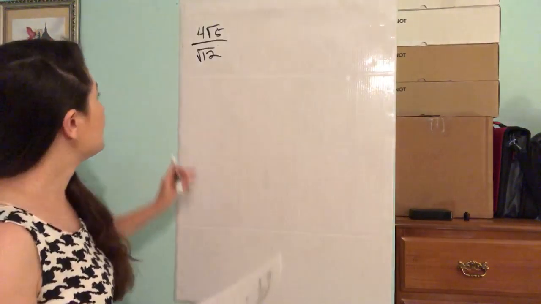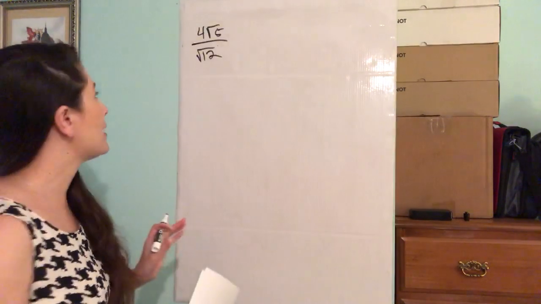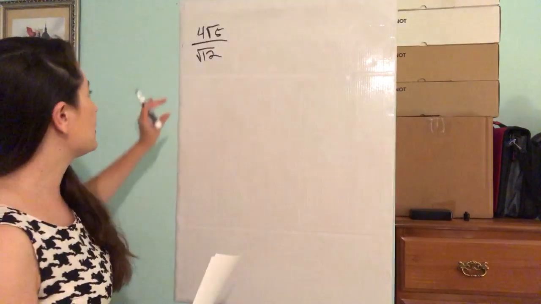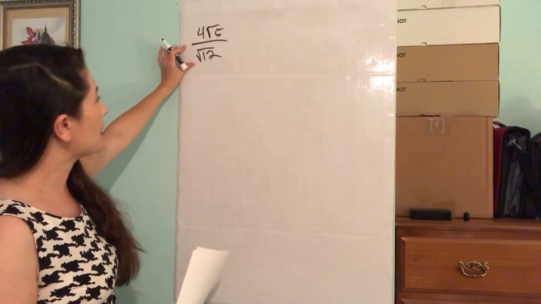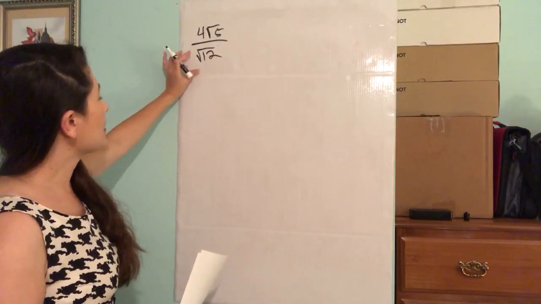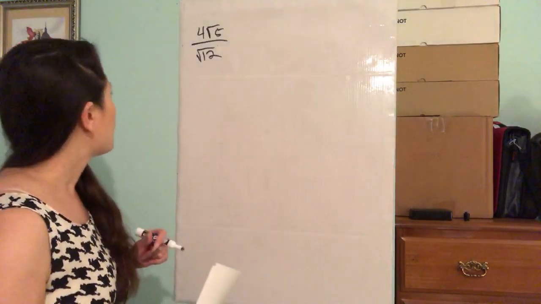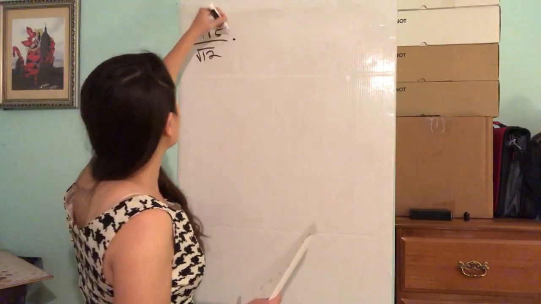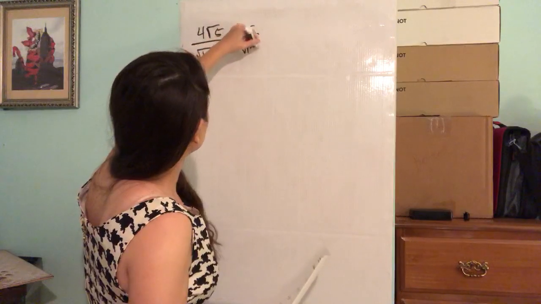Okay, so here we have a fraction, and the question is asking us to fully simplify this fraction. Now, to be fully simplified, you cannot leave a radical number in the denominator, right? Cannot have this radical number in the bottom. So this radical 12, the square root of 12, we must get rid of it somehow, right? So how we do this is we multiply both top and bottom of this fraction by the square root of 12, right?